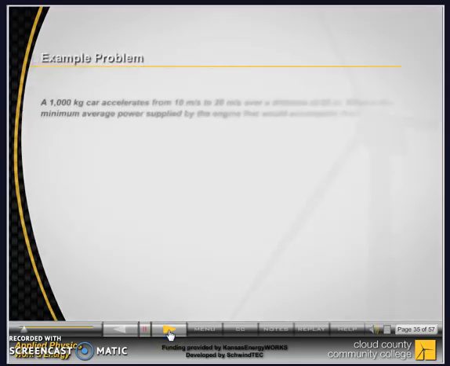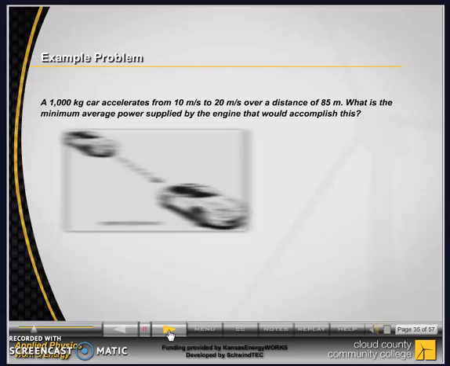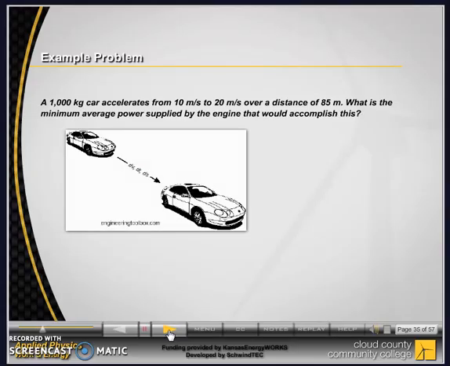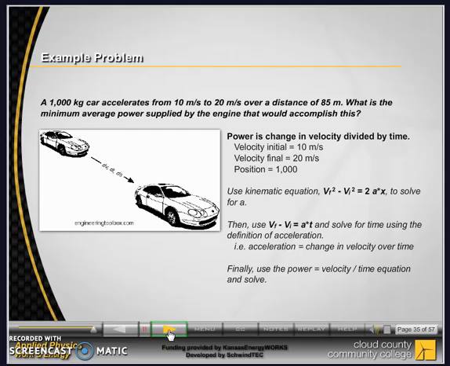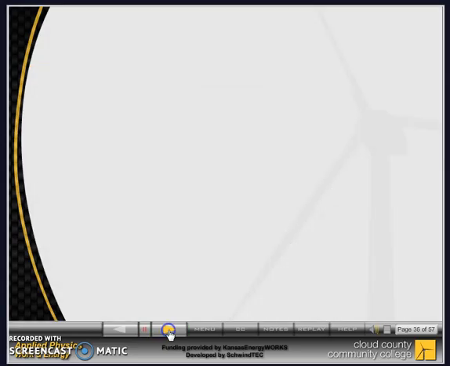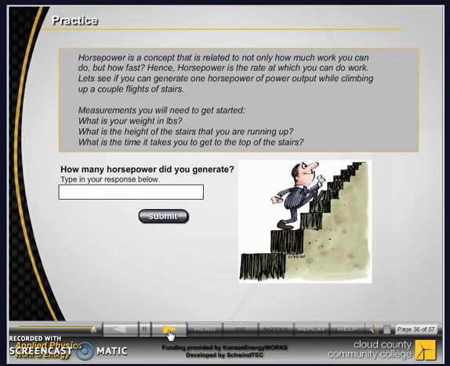Let's look at an example problem. A 1,000 kilogram car accelerates from 10 meters per second to 20 meters per second over a distance of 85 meters. What is the minimum average power supplied by the engine that would accomplish this? Take a few minutes and work this problem on your own. Read the information and make the calculation.